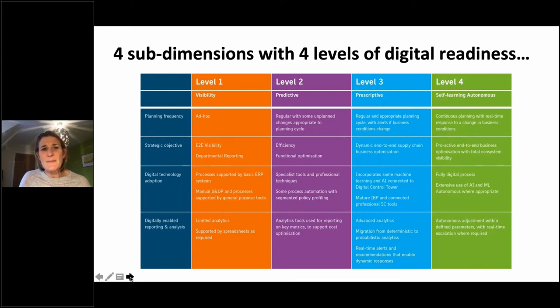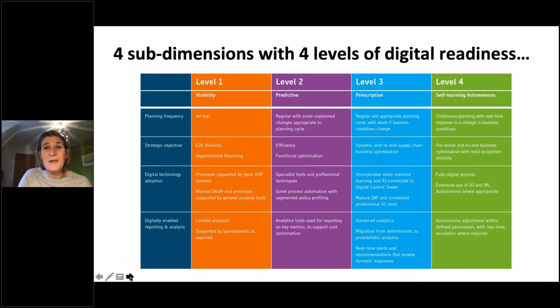And perhaps the easiest way to think about this is at the strategy level. So are you still at the stage where you've only got end-to-end visibility of functions, so you're focused on departmental reporting? Or are you at the stage where you're focused on efficiency and functional optimization? Or have you managed to move your business so that you're looking at things dynamically end to end and you can optimize your end-to-end supply chain? Or are you at level four, where you're proactive and can manage your end-to-end business with total visibility of the entire ecosystem?